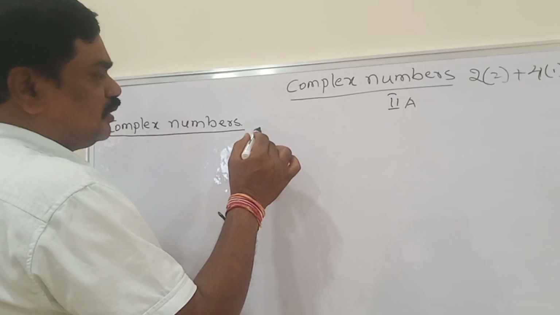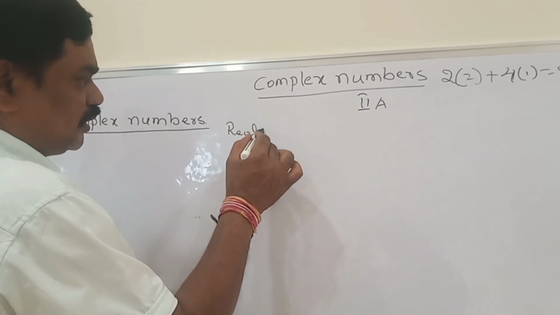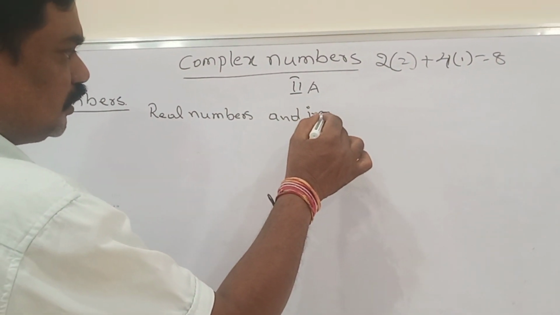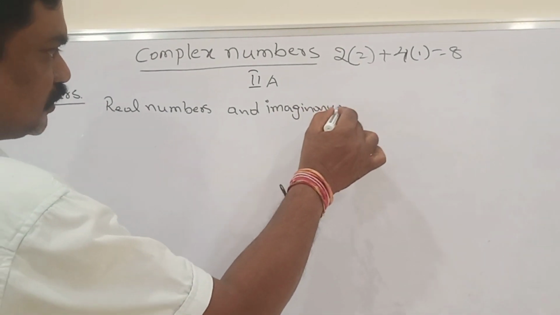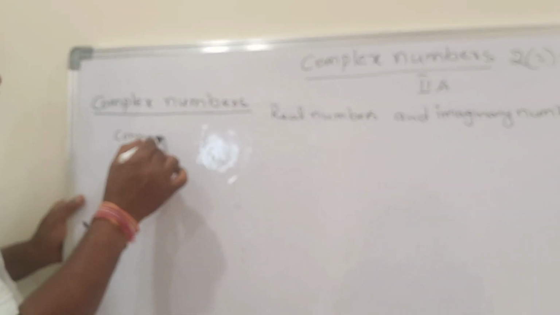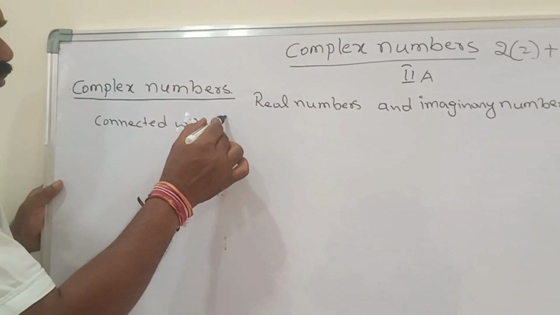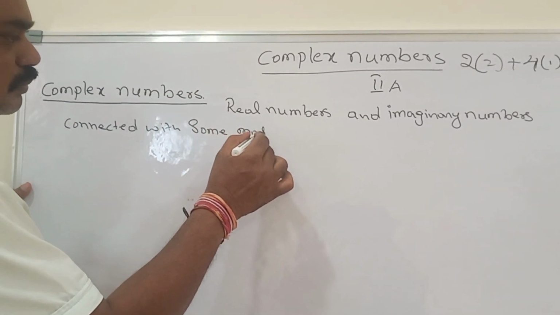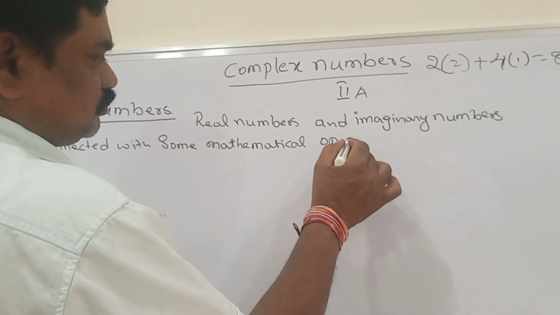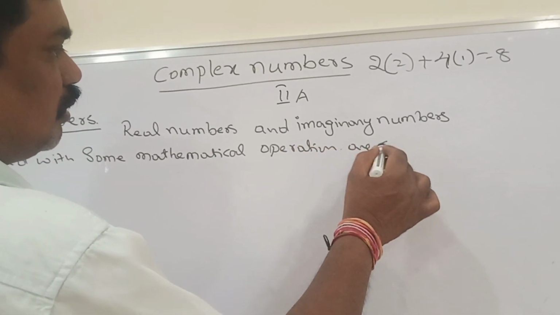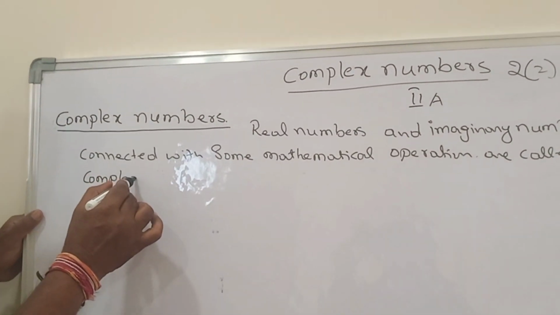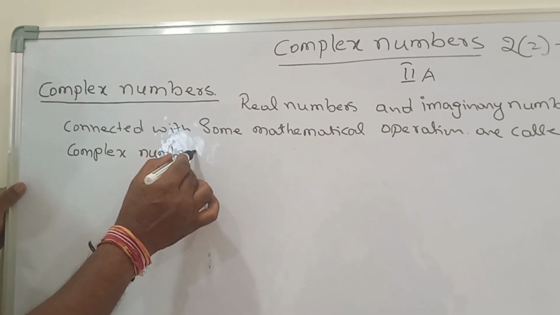Complex numbers means real numbers and imaginary numbers connected with some mathematical operation are called complex numbers. Okay, all of you.